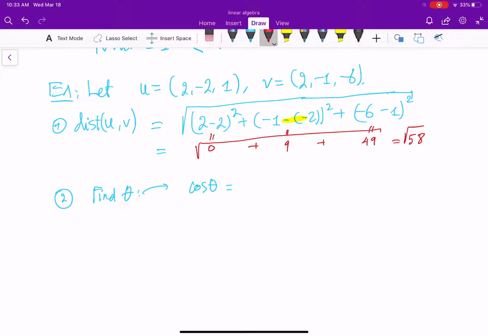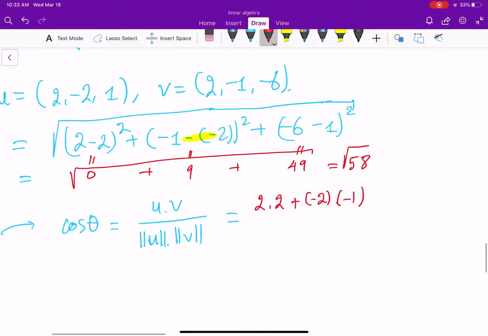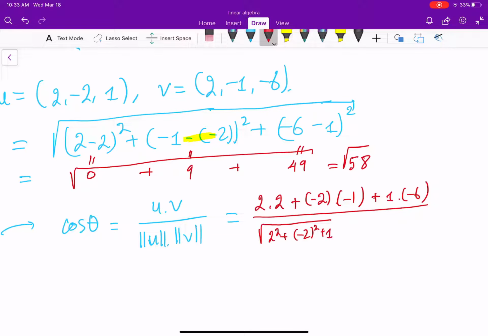Okay, and the cosine, you take the dot product of u and v and divide by the norm of u, divide by the norm of v. So the dot product of u and v is 2 times 2 plus -2 times -1, and then plus 1 times -6. The norm of u, 2 squared plus -2 squared plus 1. The norm of v, 2 squared plus -1 squared plus -6 squared.